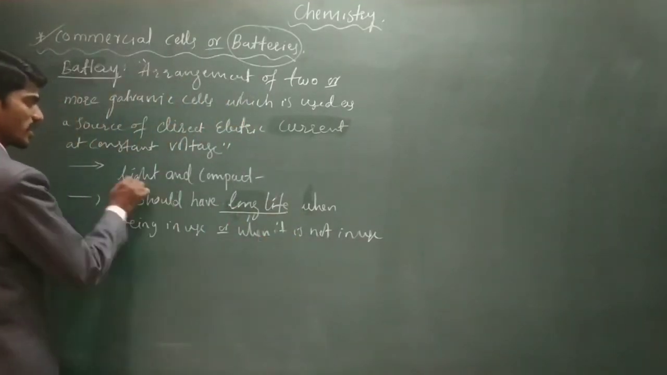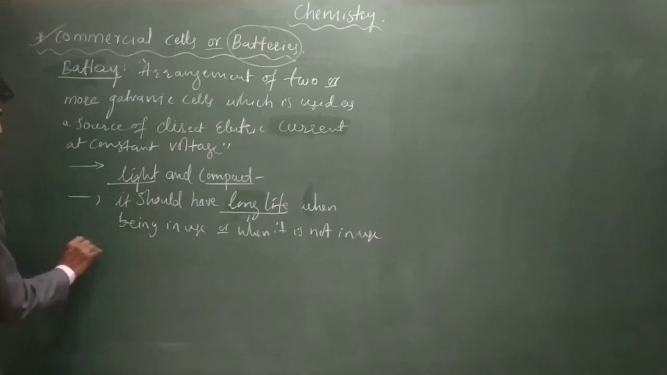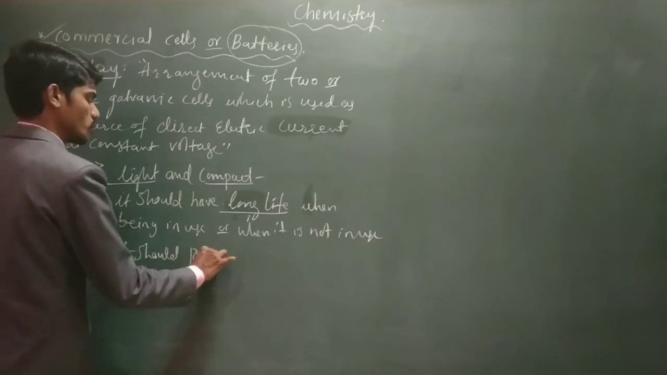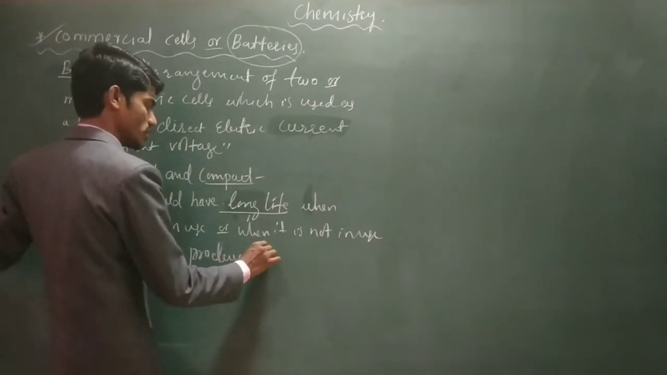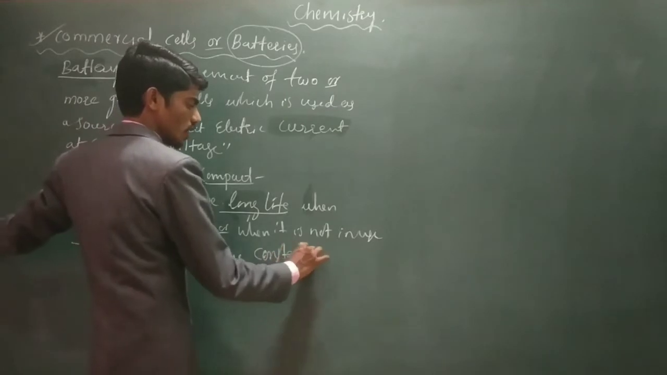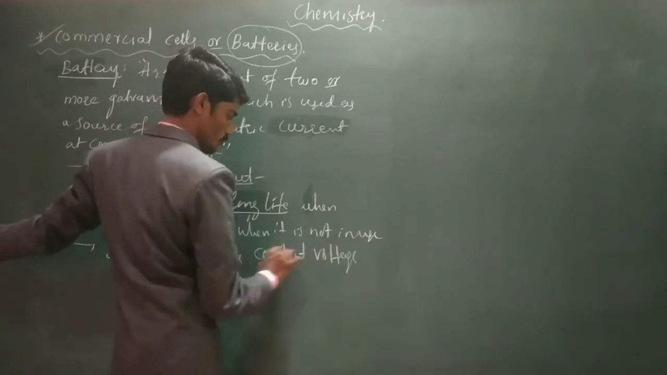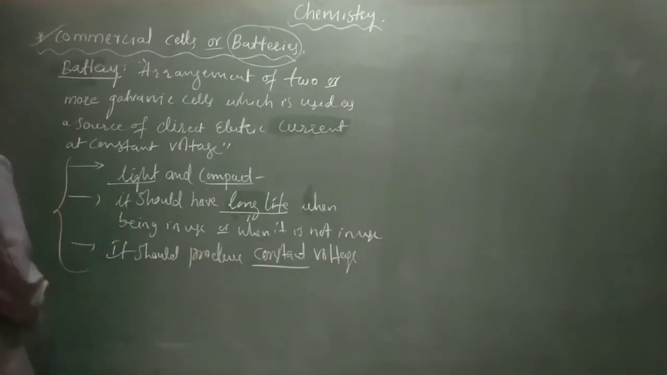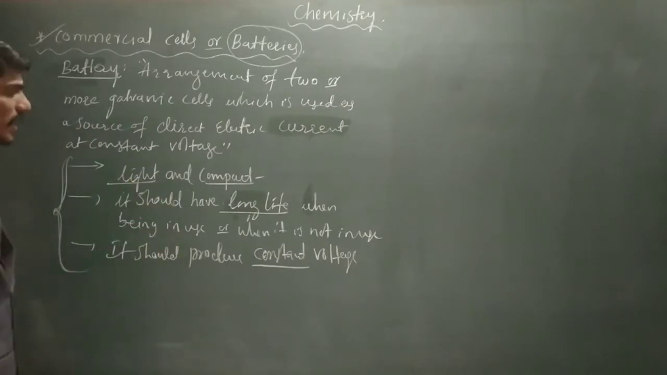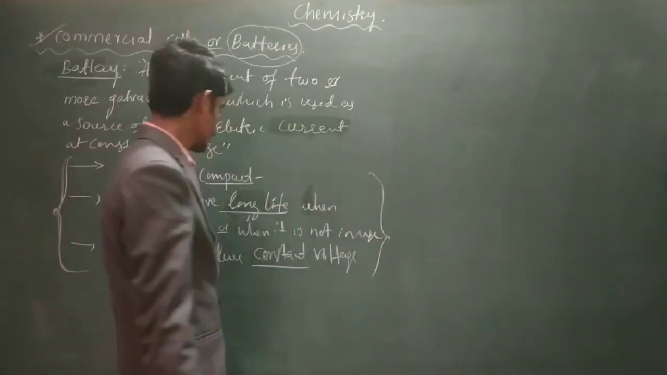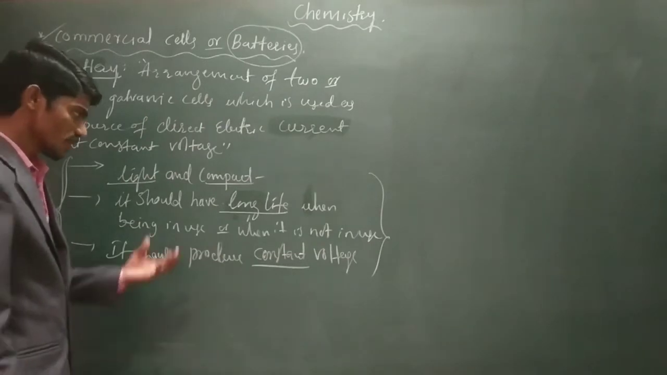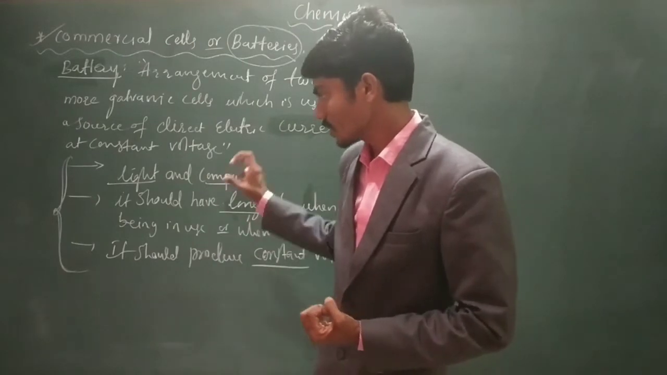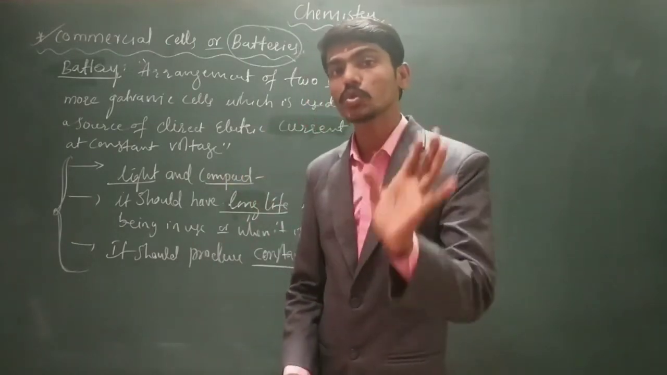लॉन्ग लाइफ रहना चाहिए, लाइट रहना चाहिए, कॉम्पैक्ट रहना चाहिए and it should produce voltage. कैसा रहना चाहिए वो? Constant voltage. It should produce a constant voltage. These are some of the requirements for a battery. Light and compact, long life रहना चाहिए and it must produce a constant voltage. So these are some requirements for a useful battery.